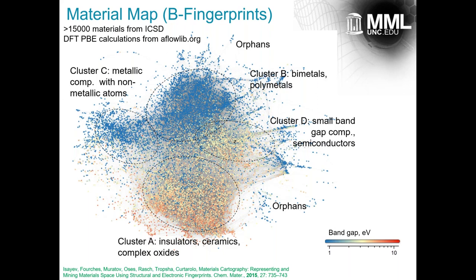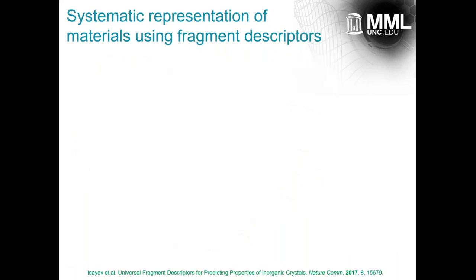We've identified a few clusters, and looking deeper into those clusters, we could identify several families of known materials with different types of properties, such as a cluster of metallic compounds, a cluster of bimetals and polymetals, clusters of compounds with small BAP. There were some orphan compounds, and then the biggest was the cluster of insulators, ceramics, and complex oxides. So that sort of indicated to us that this representation and the use of cheminformatics-like methods to look at material similarity has certain power as applied to material science.